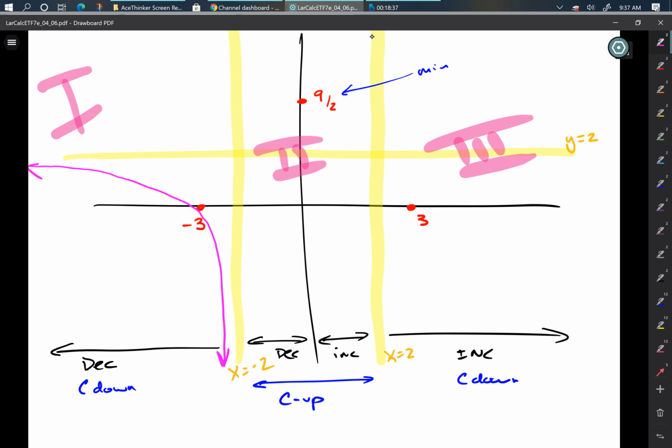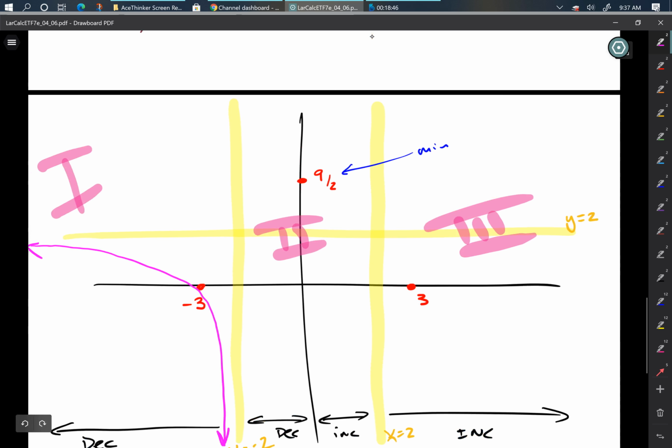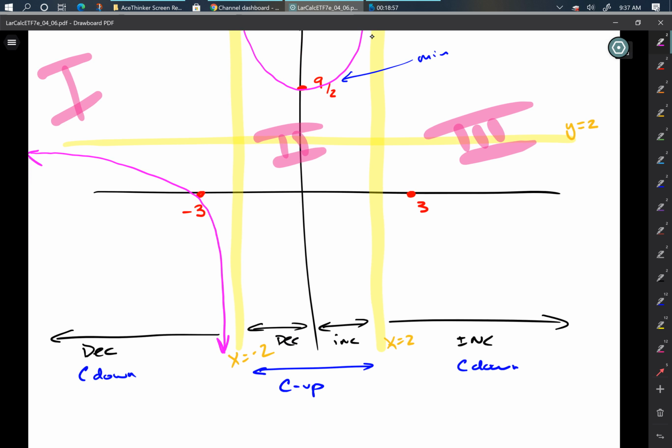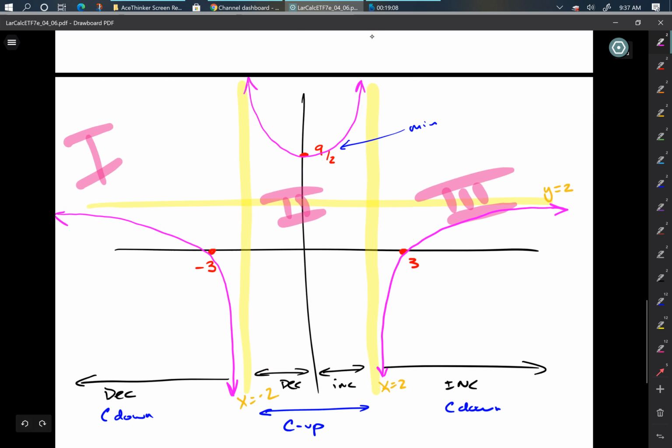Okay. On piece 2 of the graph, between the two vertical asymptotes, I have a function that decreases, that increases with a minimum of 9 halves and is concave up. Decreases, then increases, concave up. And then out there on interval number 3, on part 3 of the graph, I have an increasing concave down function that passes through that point and has 2 vertical asymptotes. And there's what my graph should look like.